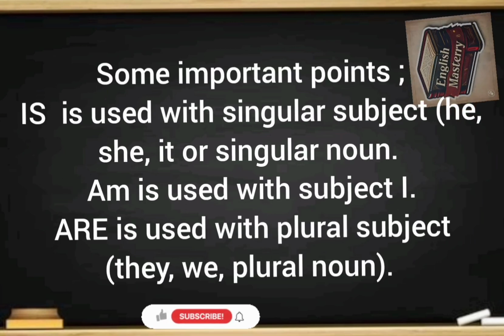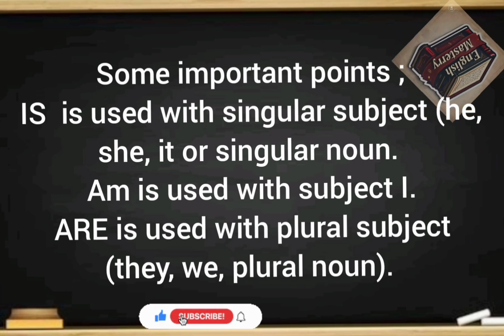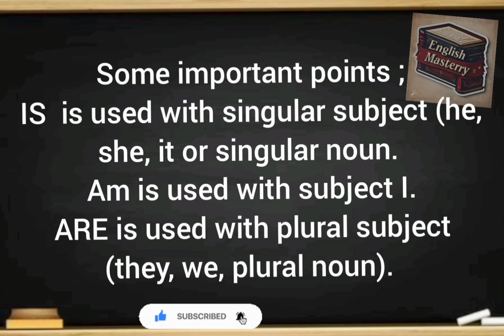Some important points. "Is" is used with a singular subject: he, she, it, or a singular noun. "Am" is used with the subject "I." "Are" is used with a plural subject: they, we, or a plural noun.